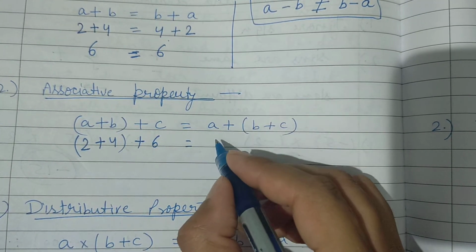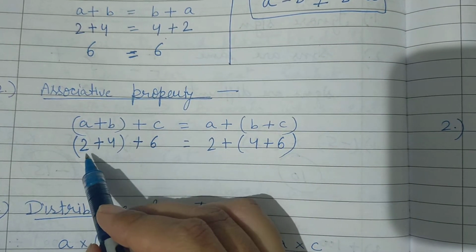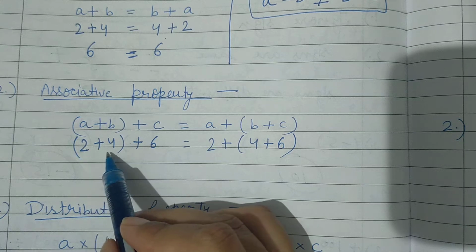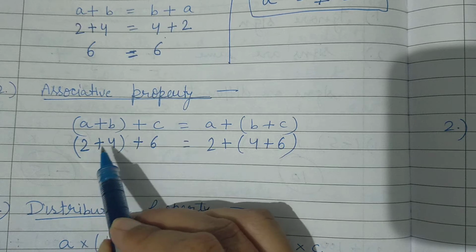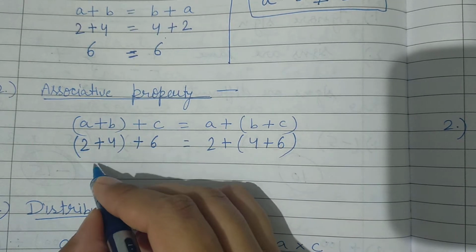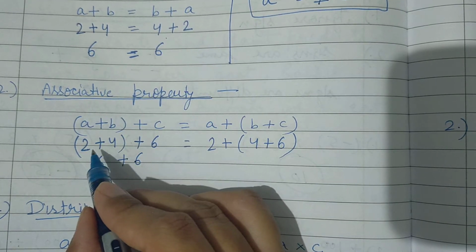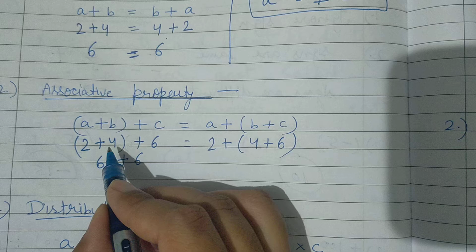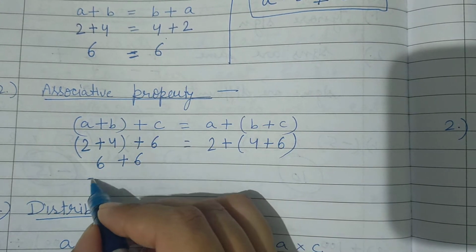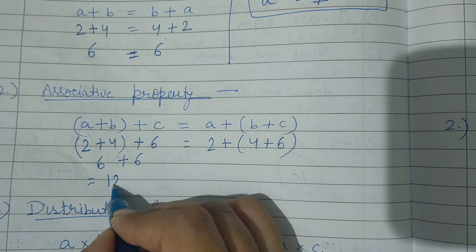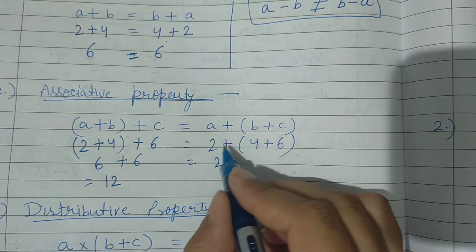So what this property says? This property says that if I first add these two numbers, 2 plus 4 is equal to 6 and then plus 6. In this case I am adding first these two numbers 2 and 4 which is equal to 6. 6 plus 6 is equal to 12. Now here on this side I am not adding 2 and 4.